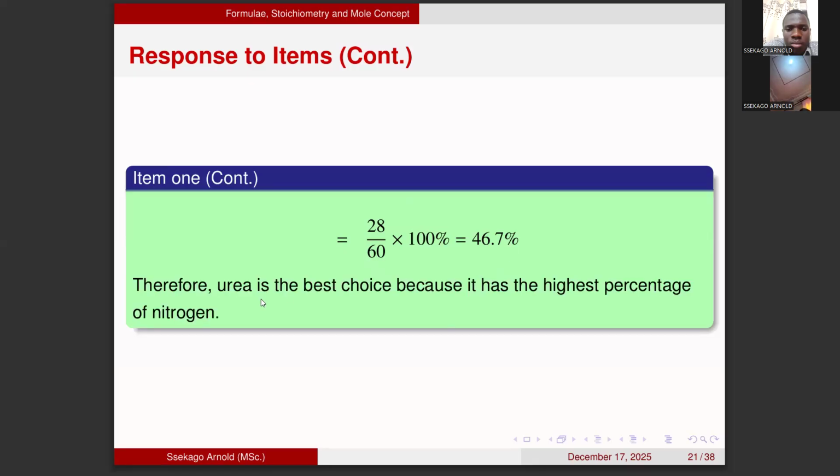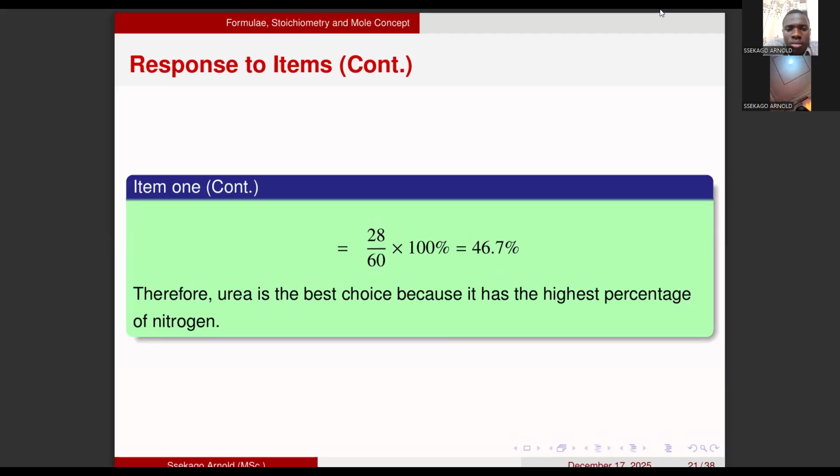Therefore, in this case, we shall say that urea is the best choice. Urea is the best choice since it has the highest percentage of nitrogen. And that marks the end of the first item. Allow me to first pause here and continue with the next item.